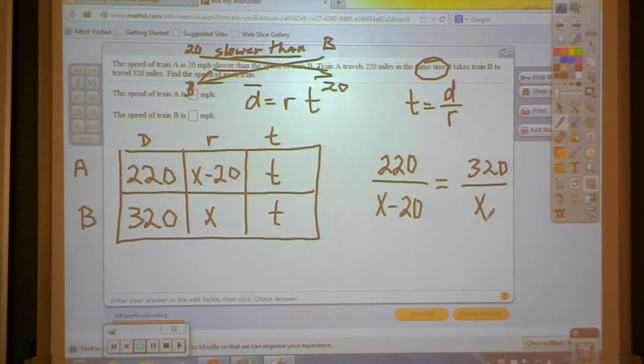Couldn't you, where it's 320 over x, couldn't you do times 320 and then times the other side by 320? Or is that doing it completely wrong? You could cross multiply. You could go 220 times x equals 320 times x minus 20. But I was trying to multiply it on both sides to get the x by itself on one side. You got to multiply to get rid of the fraction. You have to multiply both sides by x times x minus 20.